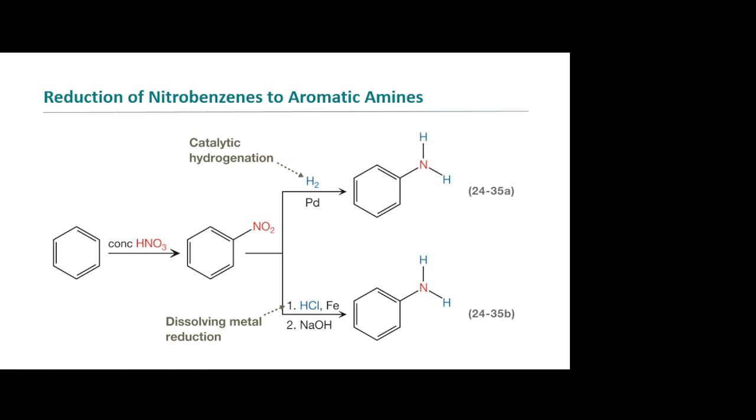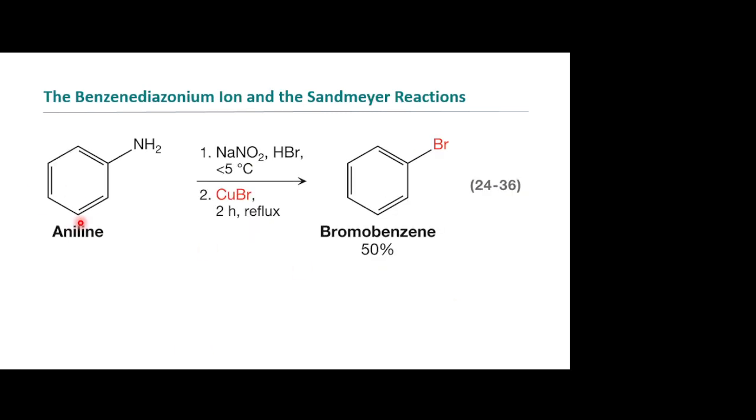Okay. Let's talk a little bit about naming and what these are. These are the anilines, in case we forgot. That was the one where we have a benzene ring with an amine on it. That's aniline. And so there are a few different reactions we can undergo for this next part. One of the things that we want to talk about a little bit is the benzene diazonium ion and our Sandmeyer reactions.